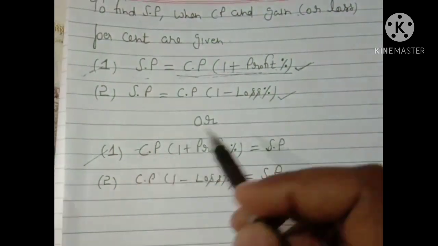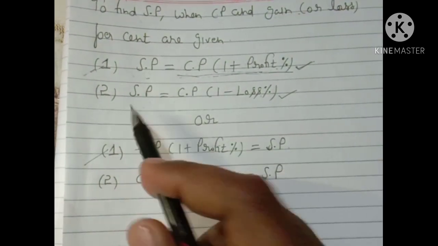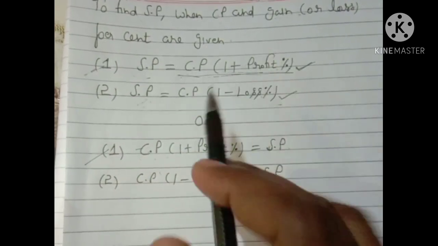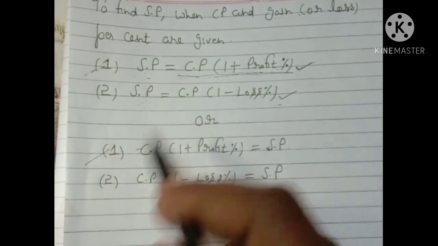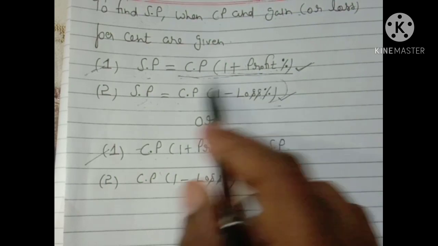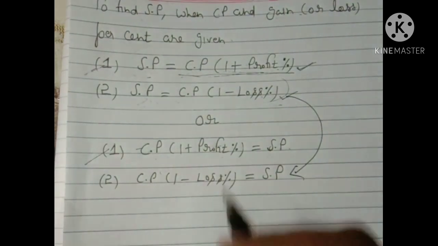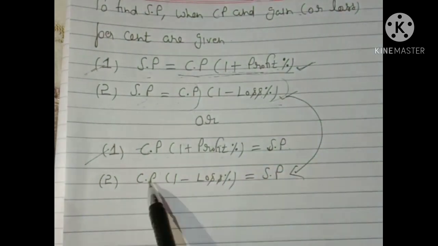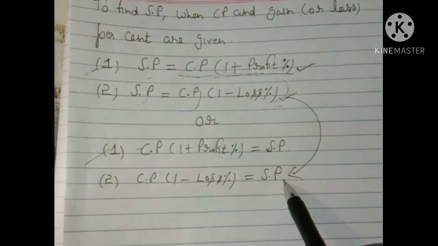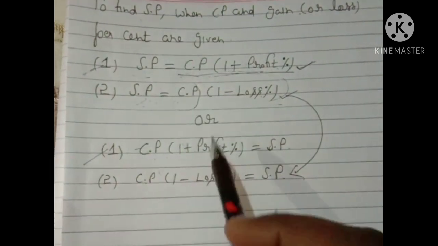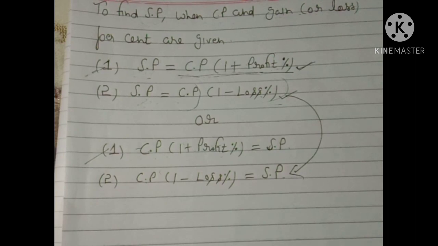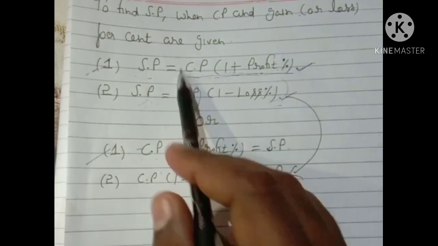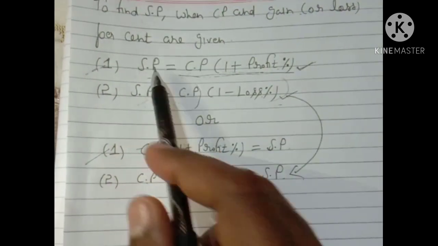The same thing applies for the loss percentage. If you want to find the value of the selling price and the loss percentage is given, then you have to take the SP on the left hand side and the other values on the right hand side. And if you want to find the value of the CP, then you can write the formula in this way: the CP side on the left hand side and the SP on the right hand side. The value which you want to find, you have to take on the left hand side. Only this much you have to understand.